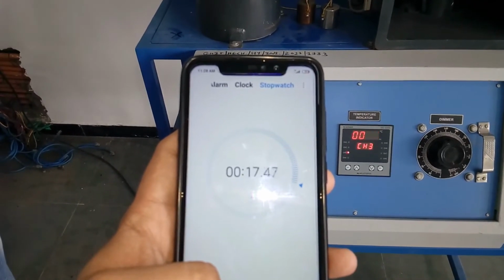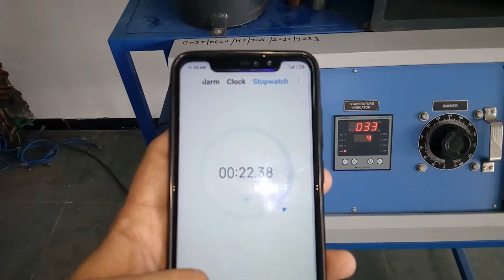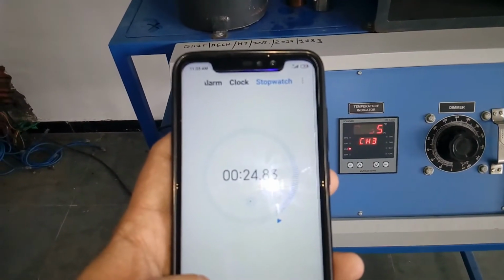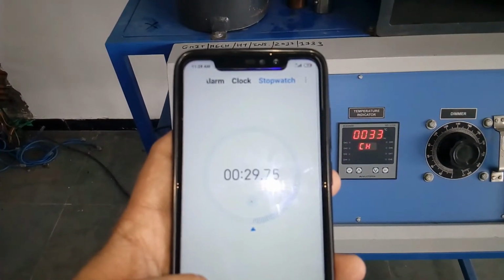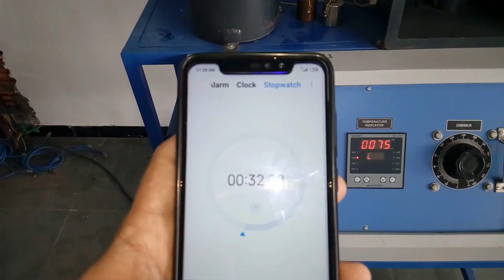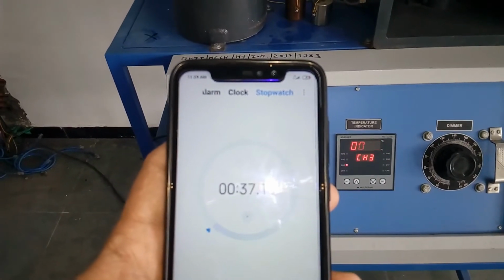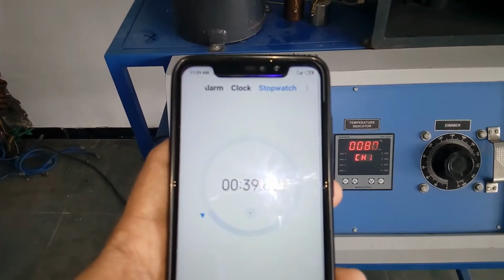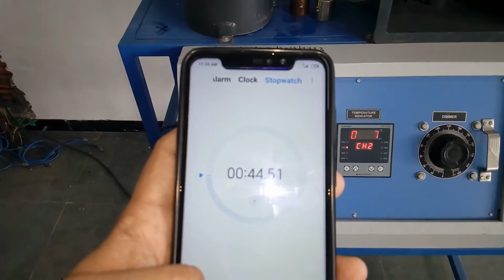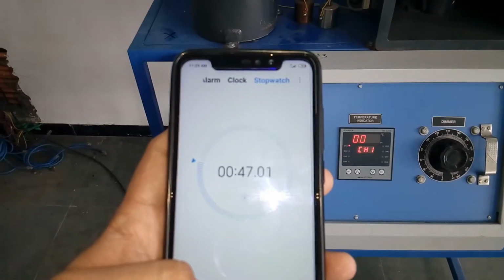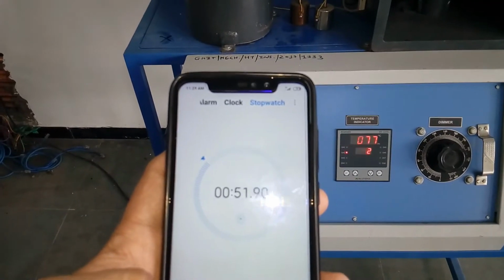As you can observe, channel 2 is now increasing. The temperature of channel 2 increases. We'll note down in our observation table the various observations at intervals of 15 seconds until the temperature of channel 2 becomes 80 degrees centigrade. At 80 degrees centigrade on channel 2, the specimen will reach steady state conditions with the water bath. Now it is 45 seconds. We take the readings at 15 seconds, 30 seconds, 45, then 60 seconds.